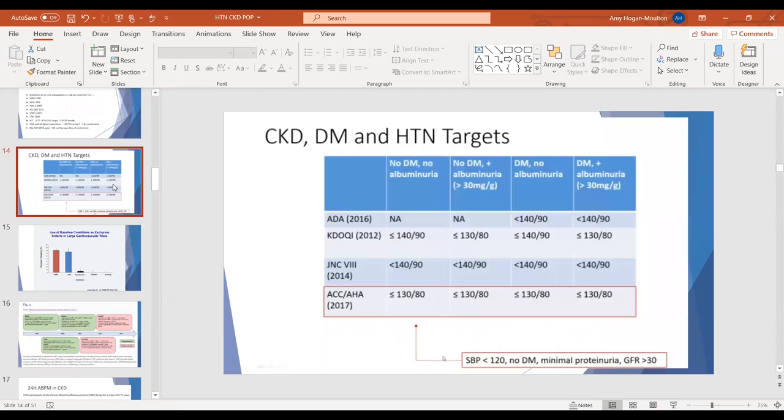So, chronic kidney disease, diabetes and hypertension targets. Again, the American Diabetes Association has all these algorithms, whether you're proteinuric or you're not, and the goals they want, which is fine. And it's good to be attentive, but it gets a little convoluted. And then for you guys, the American College of Cardiology and AHA would have about the same thing, but you made it easier on yourself because you just said it's one number, less than 130 over 80.